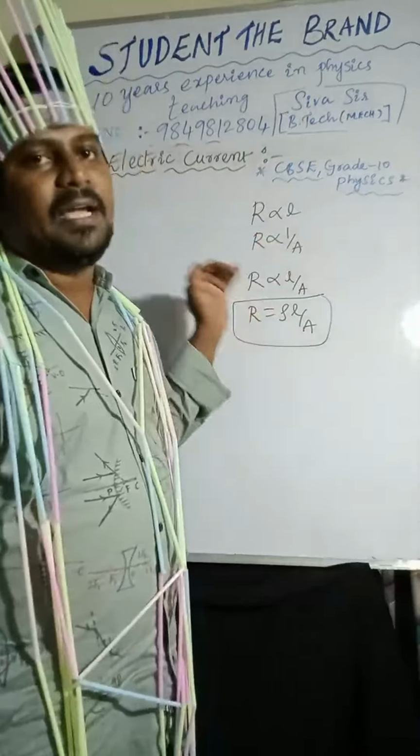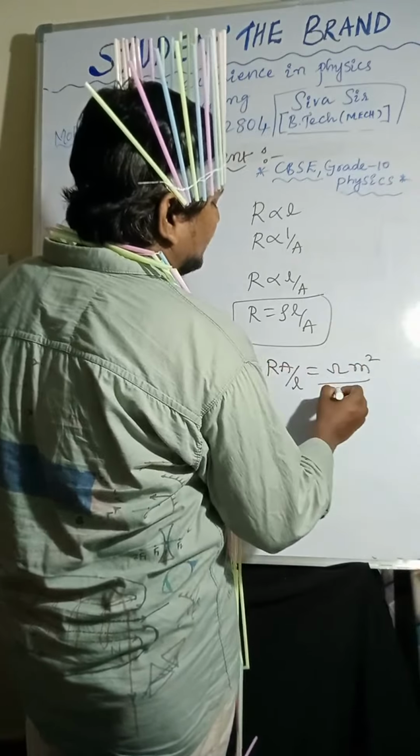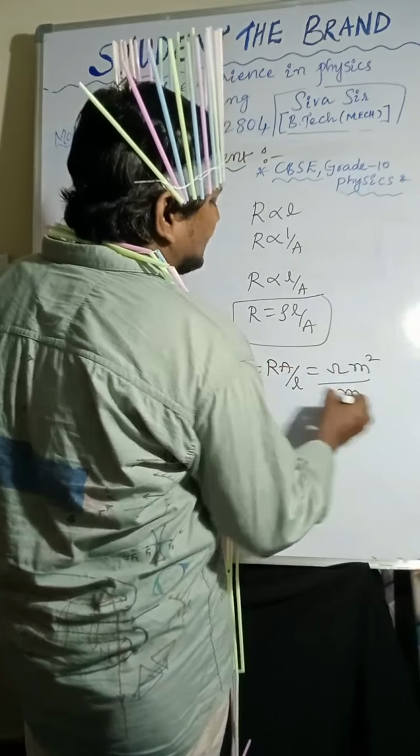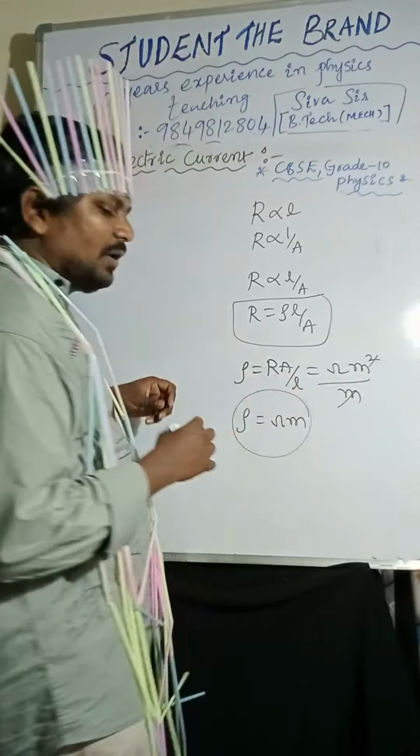So rho equal to RA by L. So SI unit of resistance is ohm, SI unit of area is meter square, SI unit of length is meter. So meter gets cancelled, then rho equal to ohm meter.